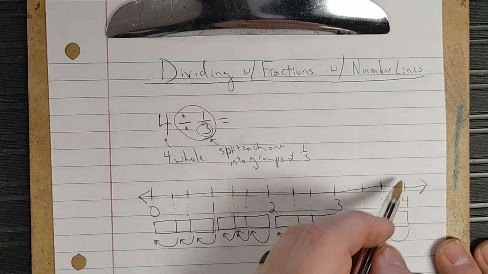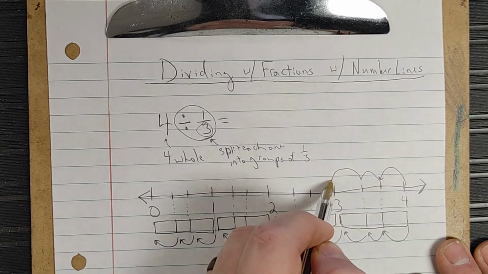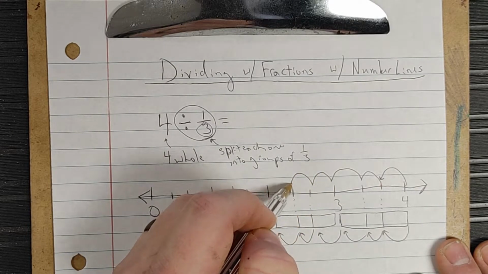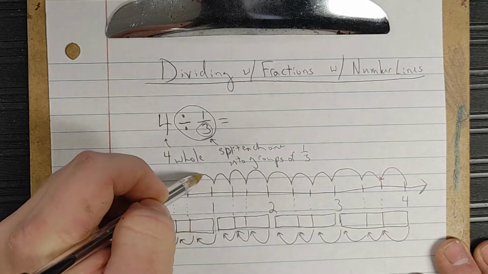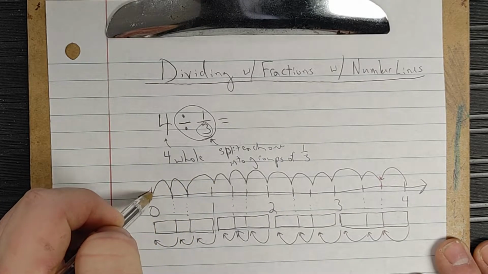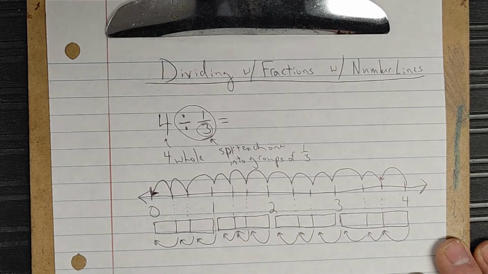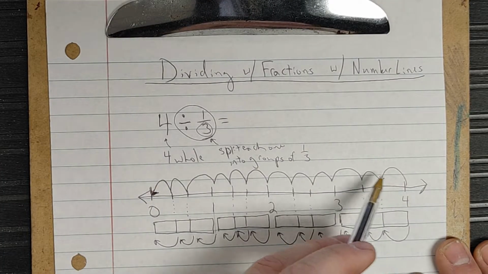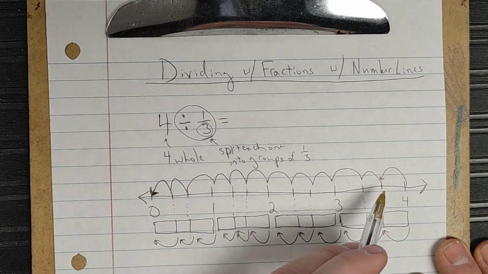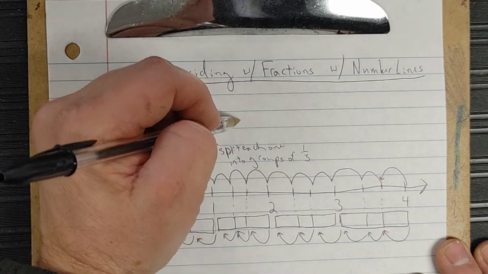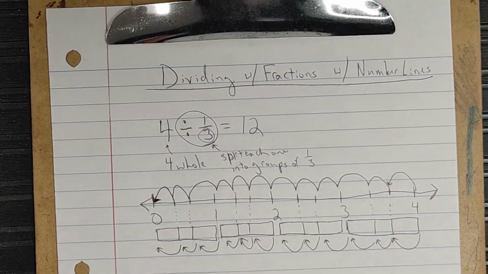When you're using the number line, it helps to go one at a time. 1, 2, 3, 4, 5, 6, 7, 8, 9, 10, 11, 12. We go all the way to 0 because we're using up all of the 4. Every single bit of that 4 we're splitting into groups of 1/3. How many groups? Each jump means one group, so therefore it's going to be 12.